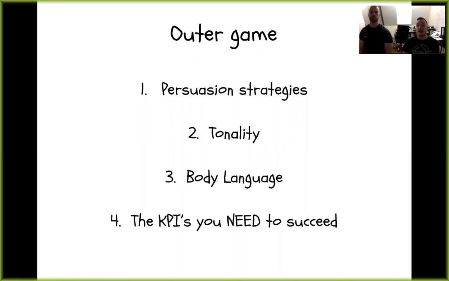Now, the outer game basically is going to be persuasion strategies. We'll go into tonality in depth. We'll be talking about body language. And then the KPIs you need to succeed. So that's the key performance indicators, knowing your numbers.